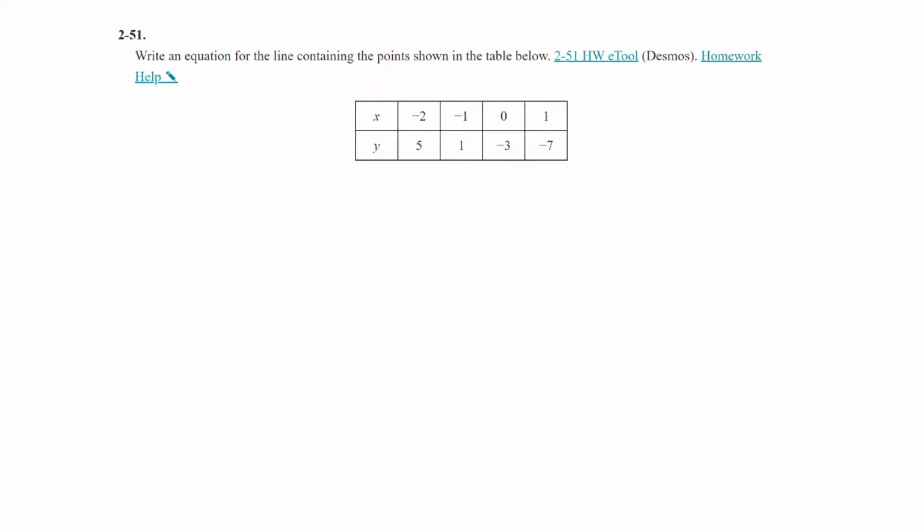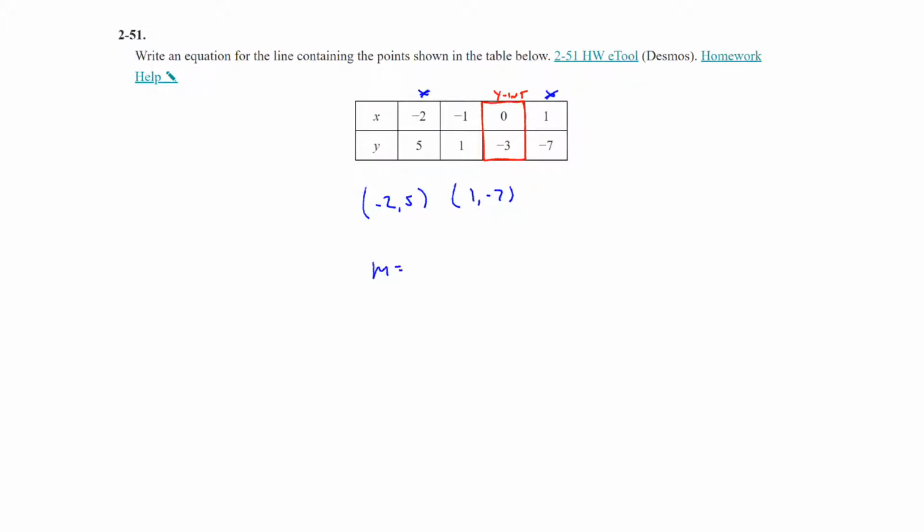Question 51, write an equation for the line containing the points shown in the table. One thing I noticed right away is that we are given the y-intercept. So if we can find the slope, then we can write the equation. So I'm going to choose 2 points and rewrite them. I'm going to do negative 2, 5, and then 1 comma negative 7. So I chose this one and this one. And you can choose any 2 points to find the slope.